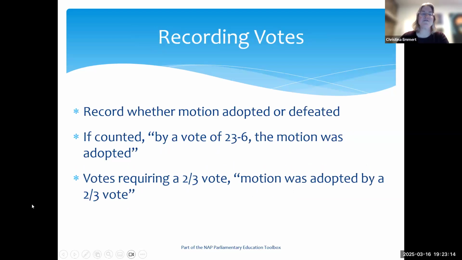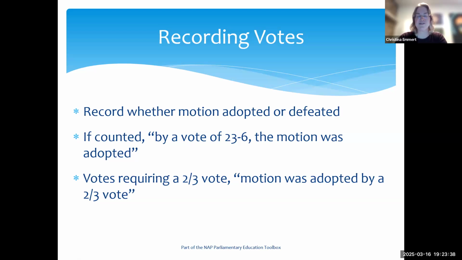Recording votes. So of course, as I said earlier, you want to record whether a motion was adopted or defeated. Plus there's other things you can do, such as refer a motion or postpone a motion, things like that. If there's a counted vote, you would put, by a vote of, and the count, that the motion was adopted, or the count and that it was defeated. If a vote requires a 2/3 vote, the motion was adopted by a 2/3 vote.